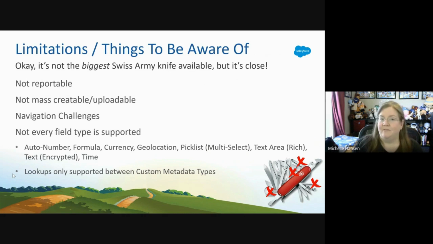Also, not every field type that you get on your custom objects are supported. So you cannot do auto number. You can't do multi-select pick lists, for example. Encrypted is not supported. And if you have a lookup field, it can only look up to another custom metadata object. It can't look up to anything like user, for example.